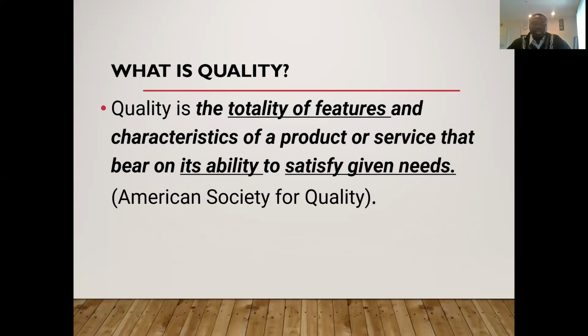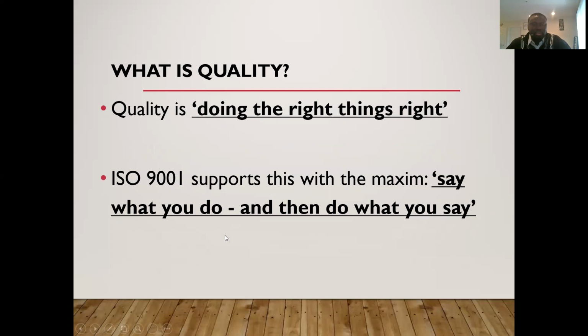So every product that you pick, the quality of the product is, first of all, its ability to do what the product is supposed to do. And even though it's doing what it's supposed to do, it's supposed to also satisfy the given need. That is from the American Society for Quality. And quality in simple terms will be doing the right things right. And if you look at ISO 9001, which I'll be going much deeper into in the next slides, it supports this with: say what you do, and then do what you say. So that is generally the definition for quality.